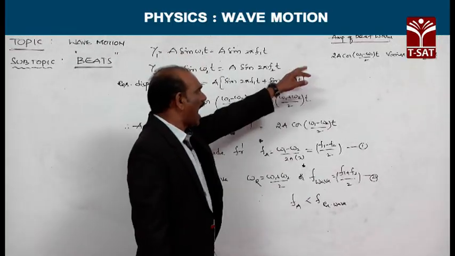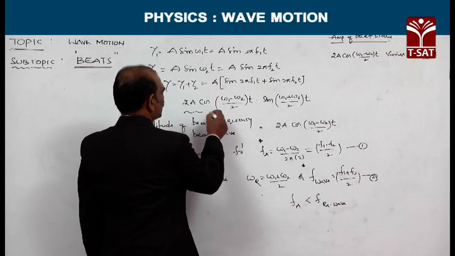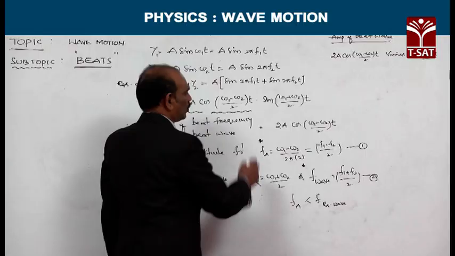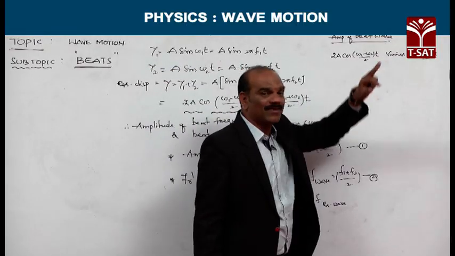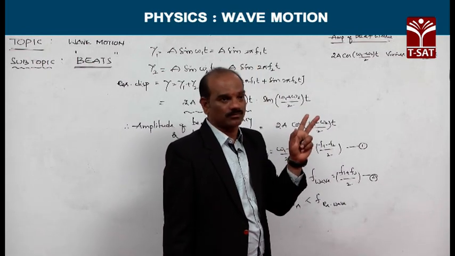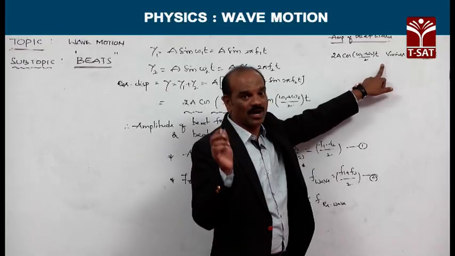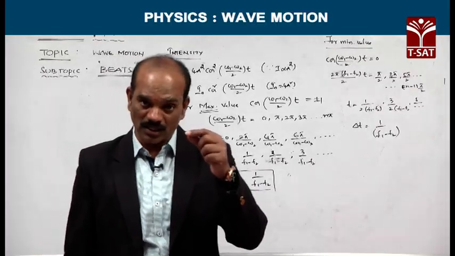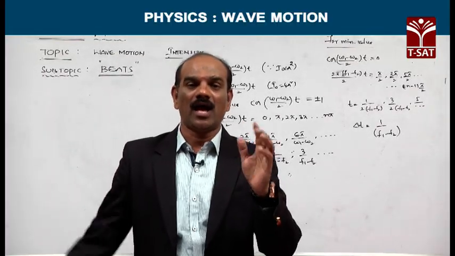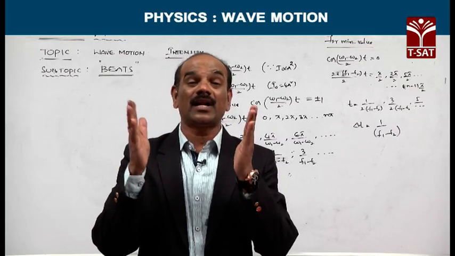Now the amplitude of the beat wave, which is 2a cos((omega1 - omega2)/2 t), varies only with time but not with position. Therefore, when two sound waves of slightly different frequency moving along the same direction interfere, waxing and waning are heard at regular intervals of time.